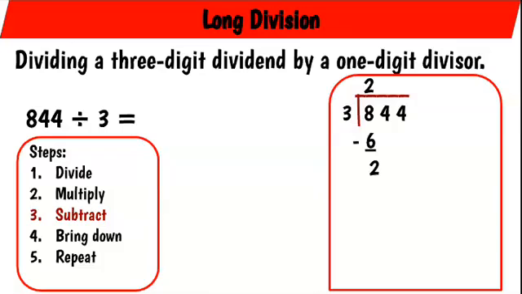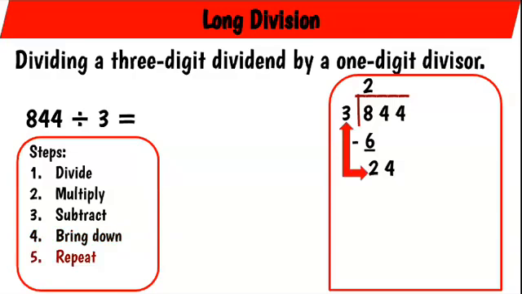We cannot. So this is where we go into our next step of bringing down, because we cannot get groups of 3 from 2. So we're going to bring down our 4. Now this brings us to where we have to repeat our process. So we have to go back.